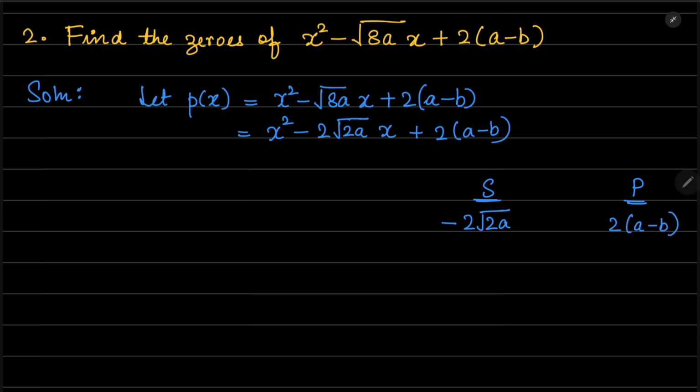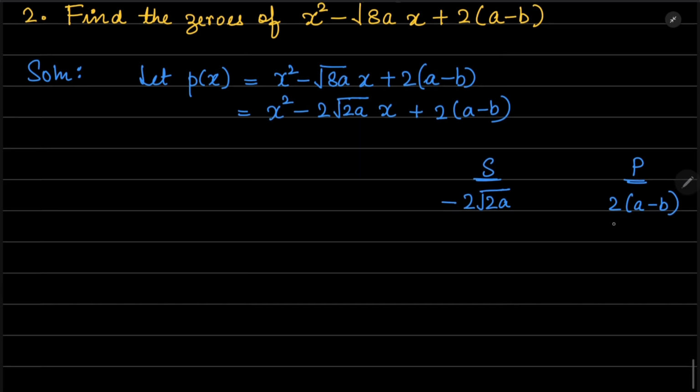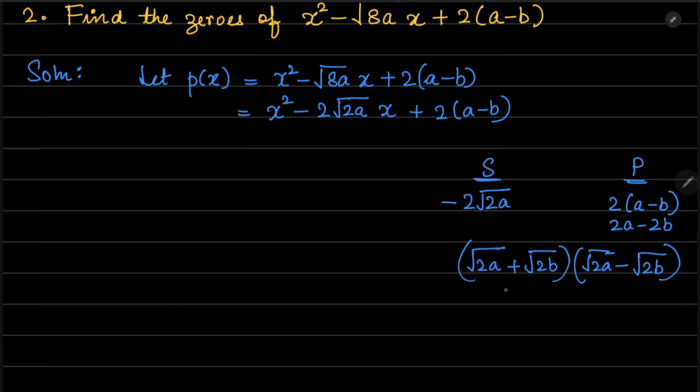Okay. So what are the two terms? If you see here, this is nothing but 2a minus 2b. Correct? If I take root 2a plus root 2b, multiplied by root 2a minus root 2b, in that case what will happen? You have to take the square, right? a plus b into a minus b. So, root 2a the whole square minus root 2b the whole square.